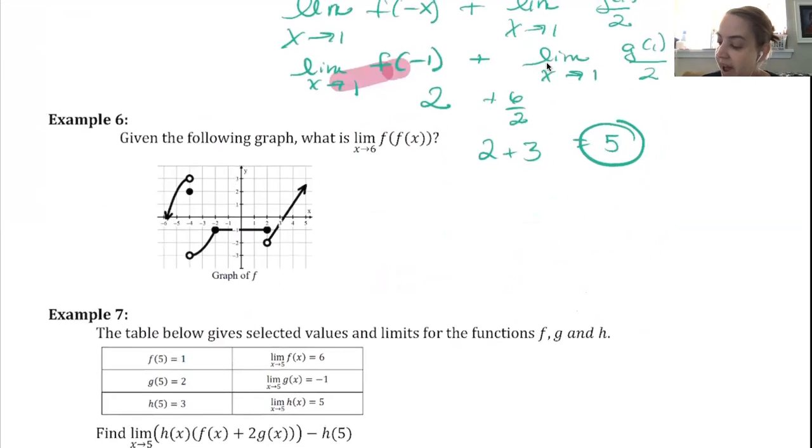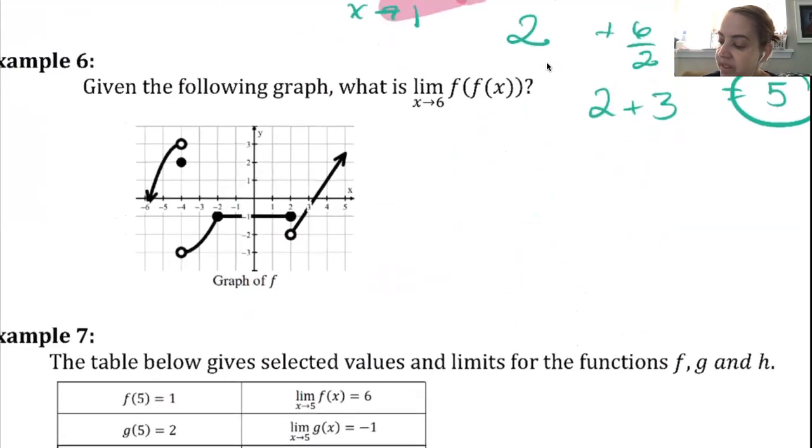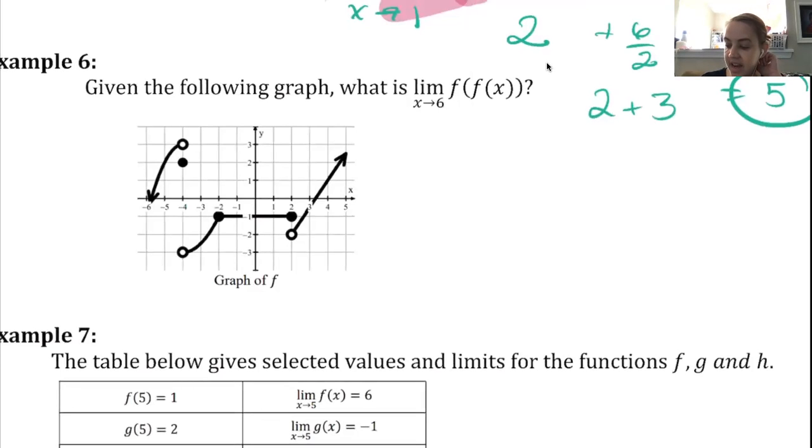Now, example 6. Given the following graph, what is the limit as x approaches 6 of f of x? Now, this is a composition of functions. There's also a typo here. So let's switch colors. Not 6, but make this 4. Make that a 4 for me, okay? So we are going to find the limit as x approaches 4 of f of x. This is what it should be.